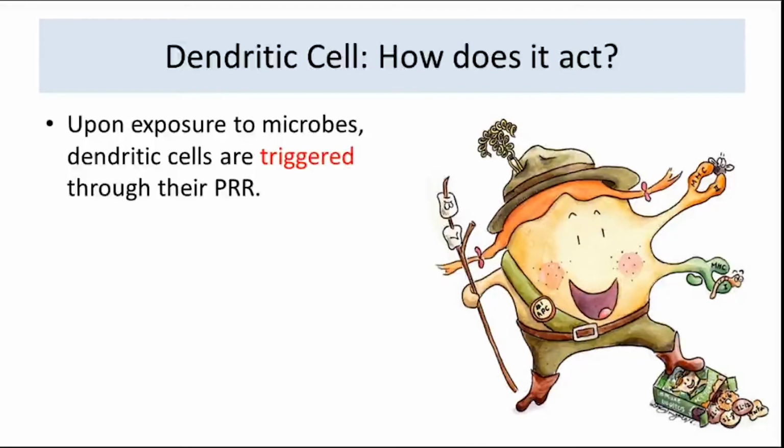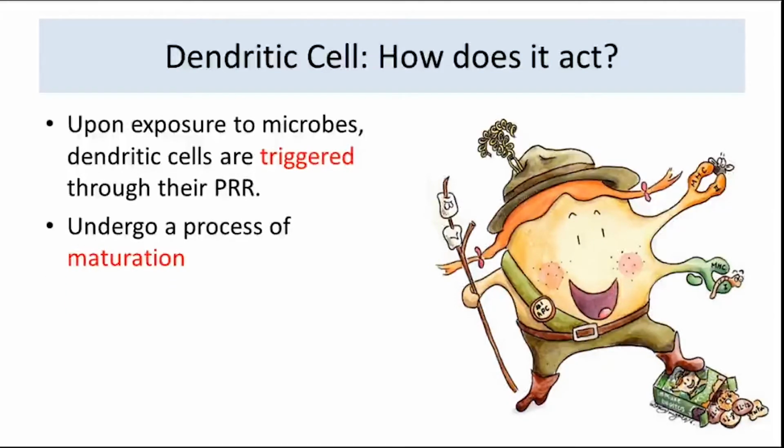So they get an opportunity to be exposed to the microbes. And the moment they are exposed to the microbes, they immediately identify if it is some new antigen which they are not able to recognize. So upon exposure to microbes, dendritic cells are triggered through their pathogen recognizing receptors. The pathogens have certain molecular patterns, and the dendritic cells have these pattern recognizing receptors.